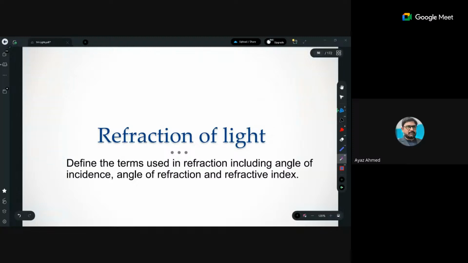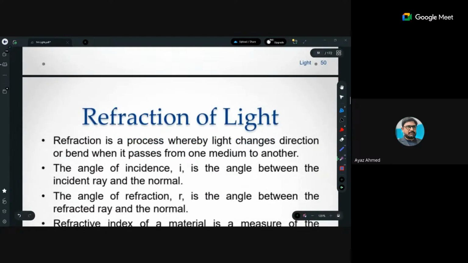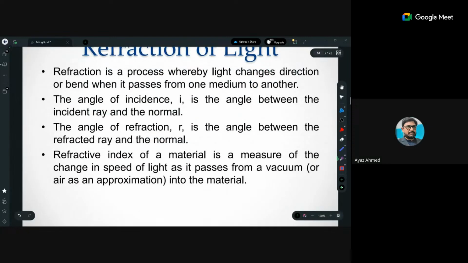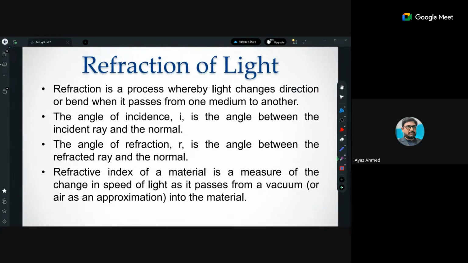Okay, so now we are talking about refraction. Refraction of light is basically the bending of light when it travels from one medium to another medium. Refraction is the process in which light changes its direction when it passes from one medium to another. The speed of light changes, and then its direction changes. So the angle of incidence and the angle will be changed. All of this will be discussed in this part of the topic.